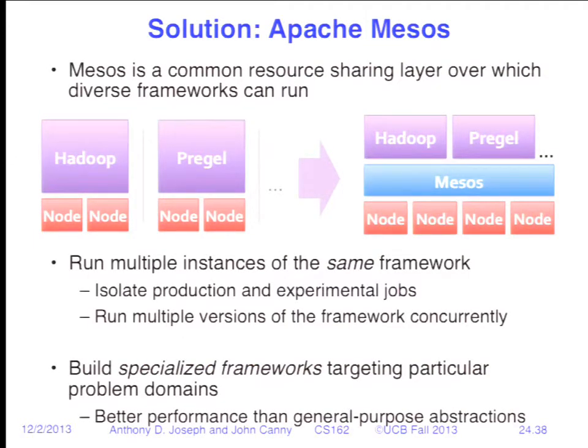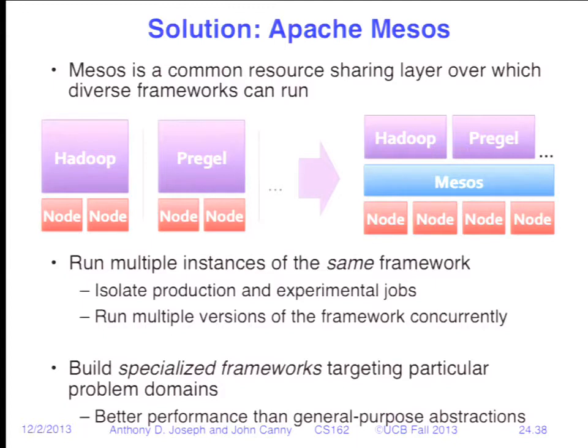The way we're doing this is a project that we developed here called Apache Mesos. And Mesos is basically a common resource allocation framework that runs underneath these different diverse frameworks. So before, we ran Hadoop directly on the nodes. We partitioned off a set of Hadoop nodes, and partitioned off a set of Pregel nodes. Now, we add this indirection layer that's Mesos.